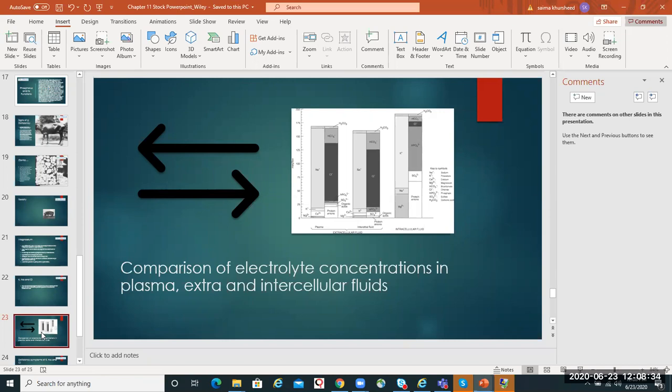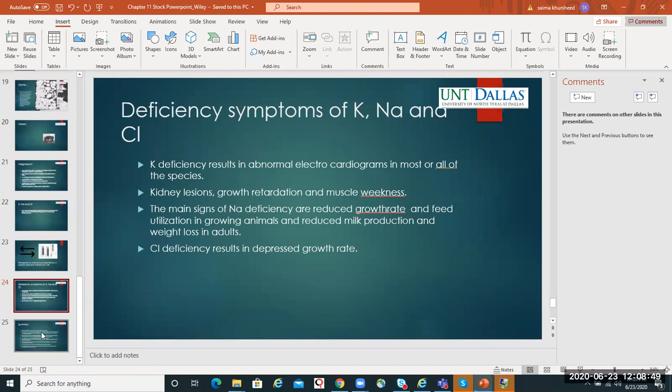Deficiency of potassium results in abnormal electrocardiograms in most or all species. Sometimes there are kidney lesions, growth retardation, and muscle weakness.